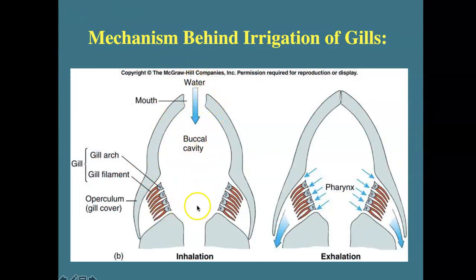So first, to suck water in, they're going to open their mouth, close up those opercula, relax the pharynx, and suck water in. That's inhalation. Then in exhalation, they're going to close their mouth, open up those opercula, and contract the pharynx here, pushing water across those gills and out the opercula.